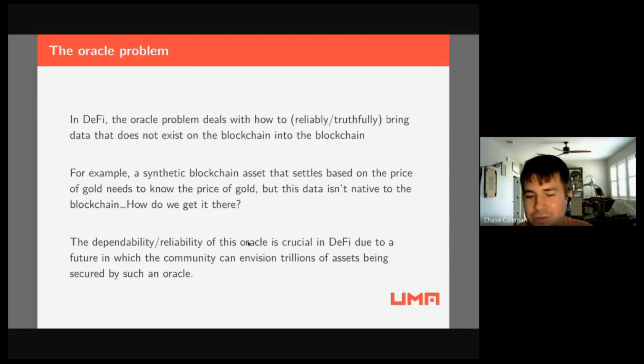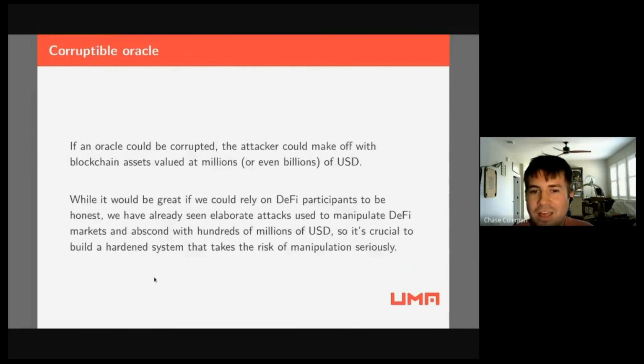And the reason this is important is because I think everyone on this call is probably a believer, but I see a future in which there's trillions of dollars of assets on the blockchain and secured on the blockchain that are going to depend on an oracle. Now, if that oracle could be corrupted, then the attacker, based on their attack vector, could make millions or maybe billions of dollars.